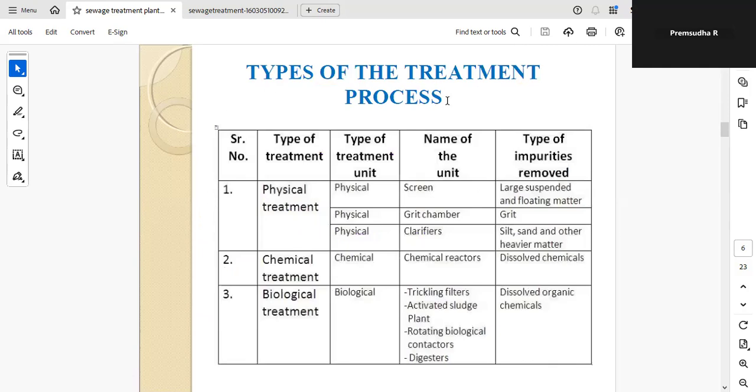In this treatment process, there are three treatment processes. Here you can see physical treatment. It involves these units and the types of impurities removed. For example, the screen removes the large suspended and floating matter. Then the grit chamber removes the grit. Clarifiers remove the silt, sand, and other heavier matter.